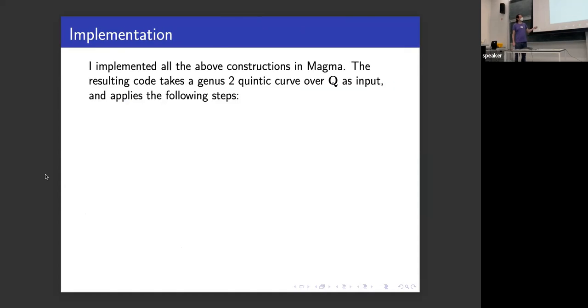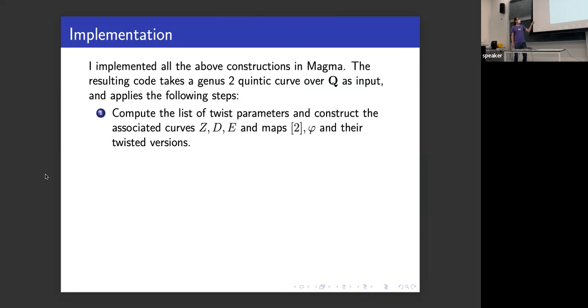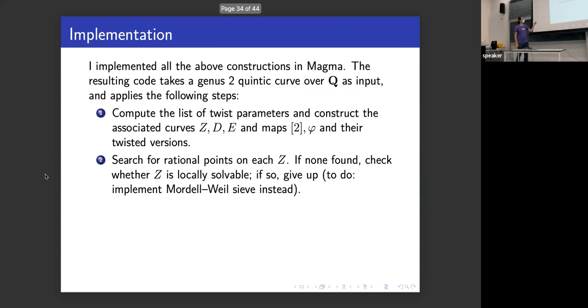And then I implemented all this in Magma. So we take a genus 2 quintic curve as input. We compute the list of twist parameters and construct all these curves and maps I just described. We search for rational points on each Z. If we don't find any rational points, we check whether Z is locally solvable. If it is, currently the algorithm that I've implemented just has to give up. In the future, I'd like to implement a version of the Mordell-Weil sieve that can actually prove that there's a failure of the Hasse principle.